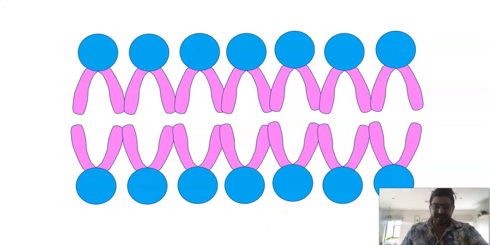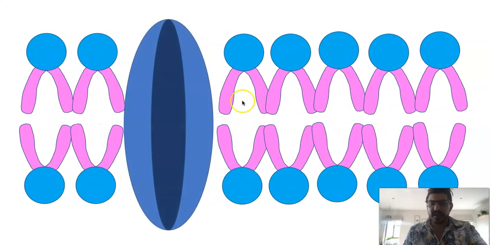What we're going to end up with is... So the phospholipid bilayer doesn't just exist on its own. It is in fact part of a mosaic. It's part of many different parts that make up the plasma membrane. And the first part we're going to talk about is protein.